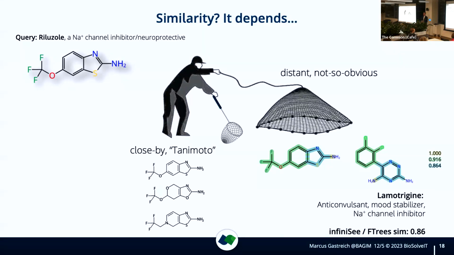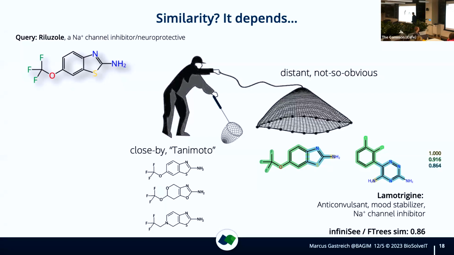Then again, there are these cases where you throw the net far, far away into the water, and you fish out molecules that behave similarly, but look totally dissimilar. So here is an example. Up there we have riluzole, a potassium channel inhibitor. And what it picks out in high similarities here is, for example, lamotrigine. Forget for a second these numbers here, I'll explain this.